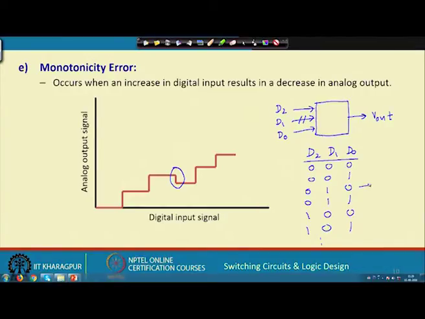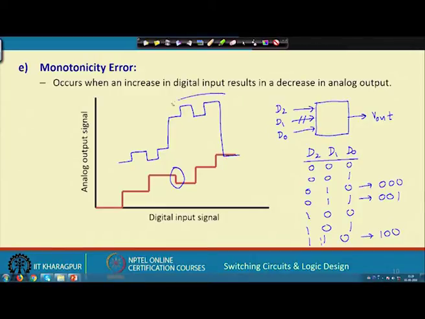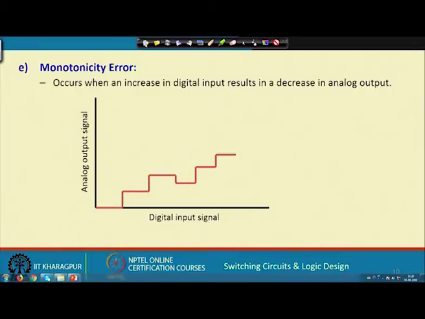But because D0 is not connected, it will always be 0. So, effectively 0 0 0 will stay 0 0 0, 0 0 1 will become 0 0 0, and 1 0 0 stays 1 0 0. So, if you look at the output, it is 0, 0, 2, 2, 4, 4, and so on, then back to 0. So, your waveform will be like this. You see, there is a monotonicity error, sometimes it is decreasing, and it can happen because of some error in connection, some wire might become open circuit.